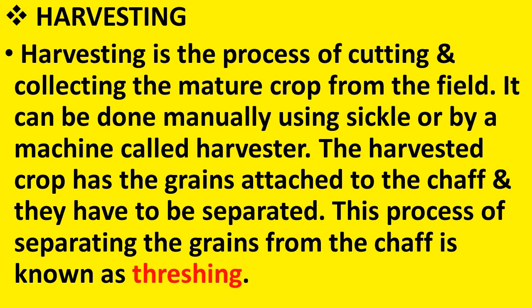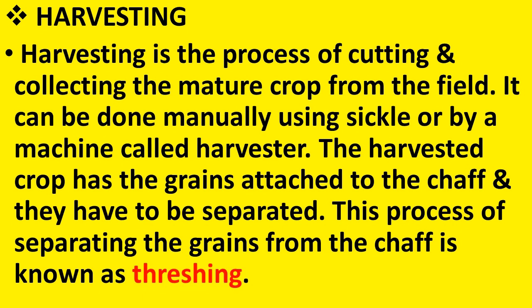So students, we have already learned the different processes that have to be done for growing a crop. So the final step is harvesting. Harvesting is the process of cutting and collecting the matured crop from the field. This process can be done manually using a sickle or by a machine called a harvester. And the harvester is the machine that can be used effectively for harvesting.